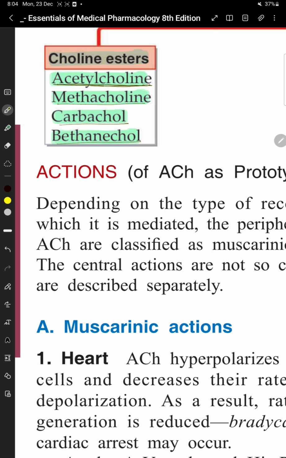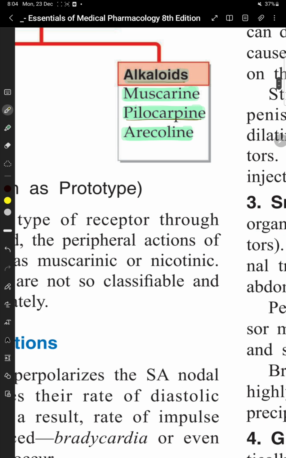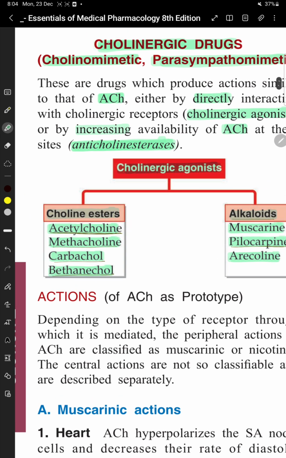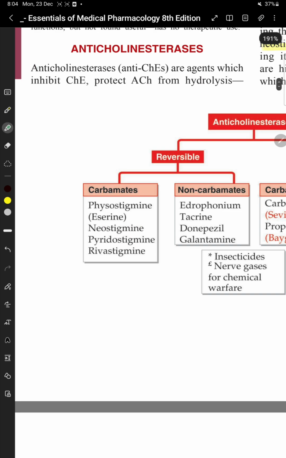So in choline esters we have acetylcholine, methacholine, carbachol and bethanechol, and in alkaloids we have muscarine, pilocarpine and arecoline. These are cholinergic agonists. The other category in cholinergic drugs is anticholinesterases. Anticholinesterases will inhibit the cholinesterase enzyme. What does the enzyme do? It degrades acetylcholine, so if it is inhibited, the availability of acetylcholine will increase.